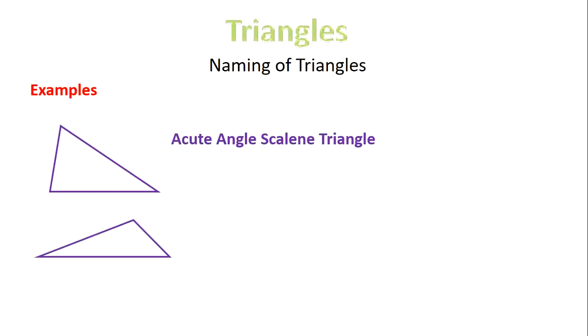My next example. Okay, we look, our 3 sides are different, so it's a scalene triangle. I do have one angle at the top, however, that's bigger than 90. And so this is called an obtuse angle scalene triangle.